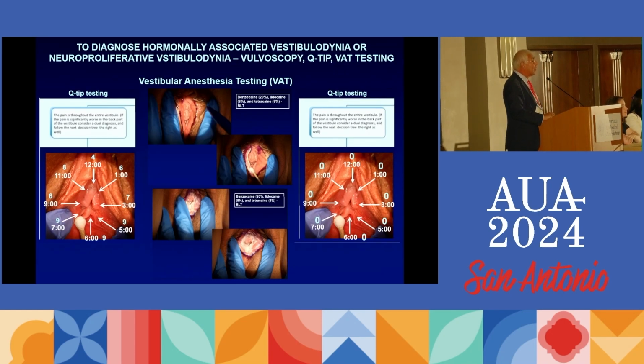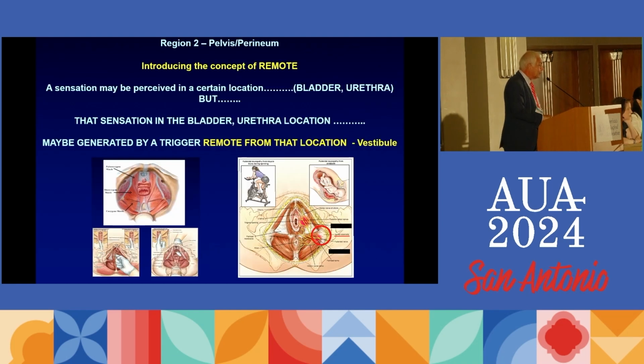Now, if you're sitting in the audience, you don't really see women that much, and you have IC, I just beg you, take your Q-tip, spread their labia, touch the Q-tip at the 1 o'clock through the 12 o'clock positions, take some local anesthetic, benzocaine, lidocaine, tetracaine, repeat the process. If the symptoms go away, including their bladder pain, they really have a vestibulodynia, and that's the true point of what we do in this thing.